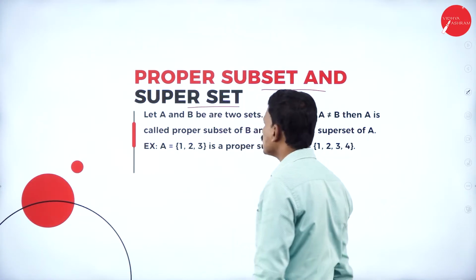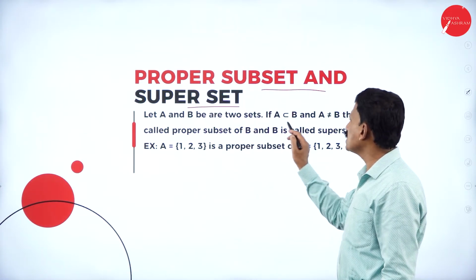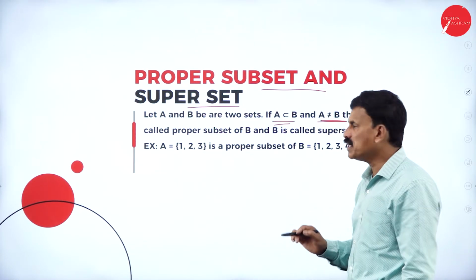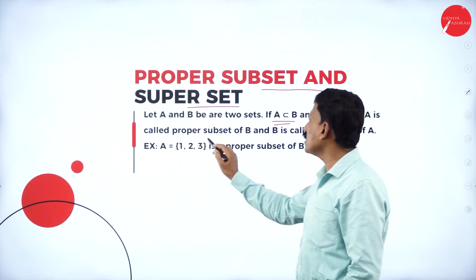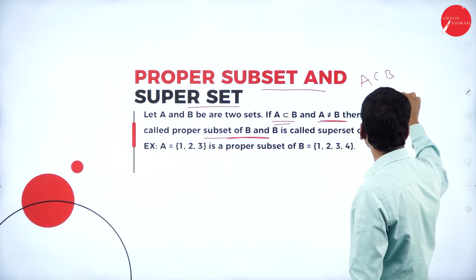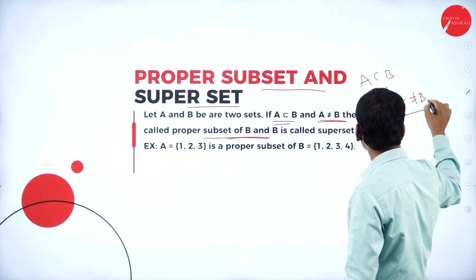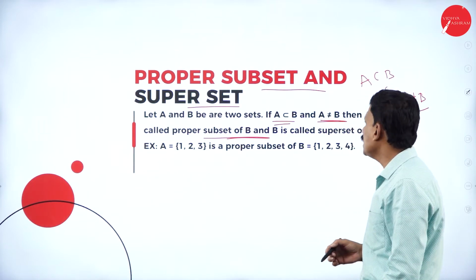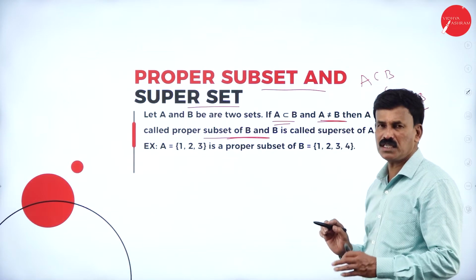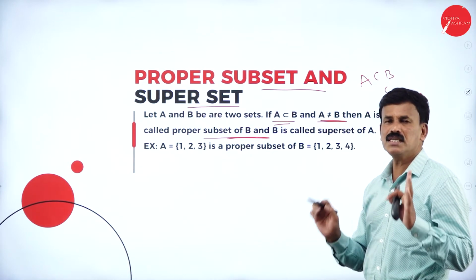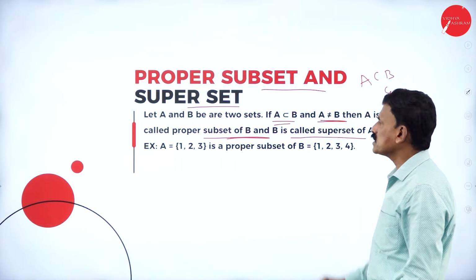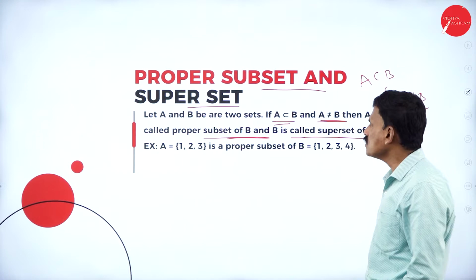Now let us know regarding proper subset and superset. Let A and B be two sets. If A is a subset of B and A is not equal to B, then A is called the proper subset of B. If A is a subset of B and all the elements of B are not in A, that is A is not equal to B, then it is called the proper subset, and B is called the superset of A.